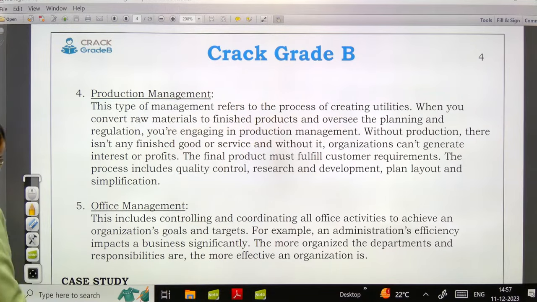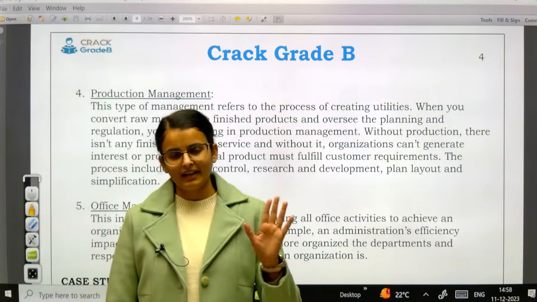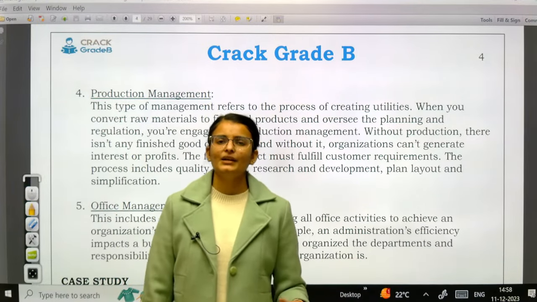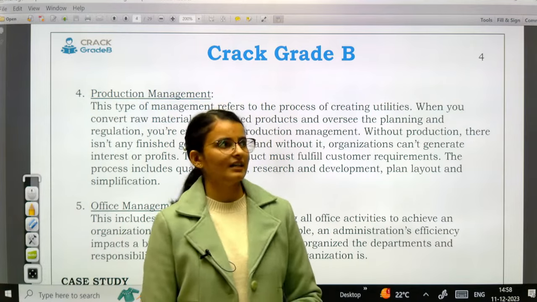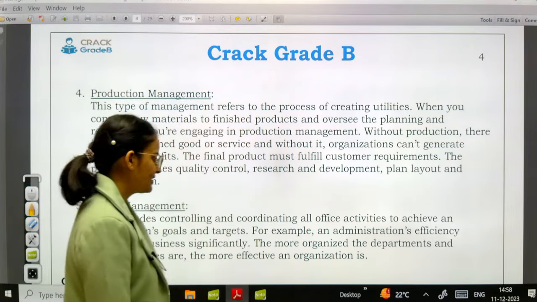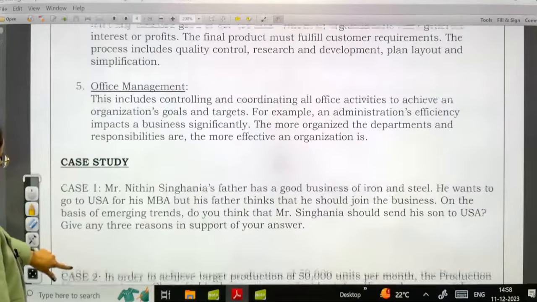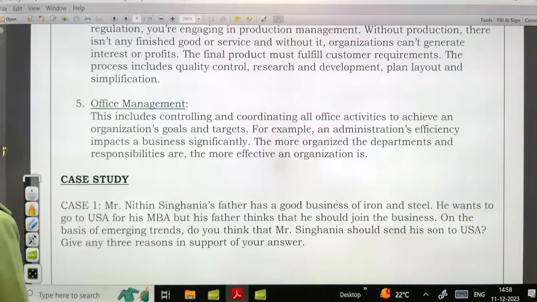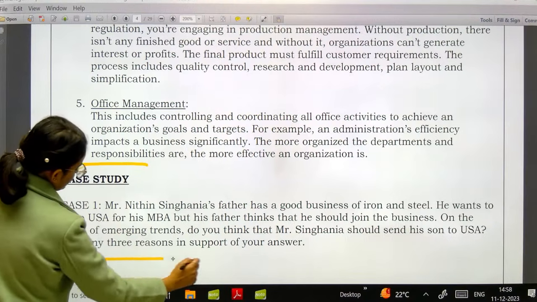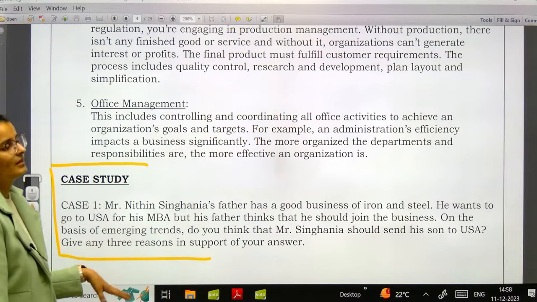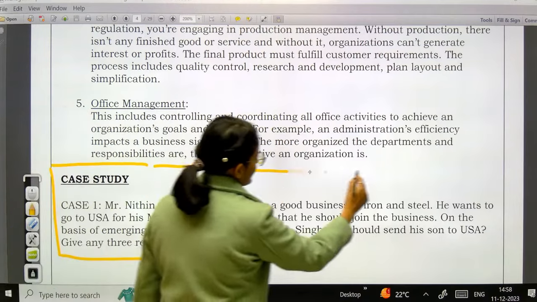Okay, now, as I've told you, if you study management like this with content, it will make you feel bored. You should also know where to apply that content. So it's time to do a case study. This is the first one. I'll not show you the second because there is very little gap. You will read the second one also. So this is the case study.